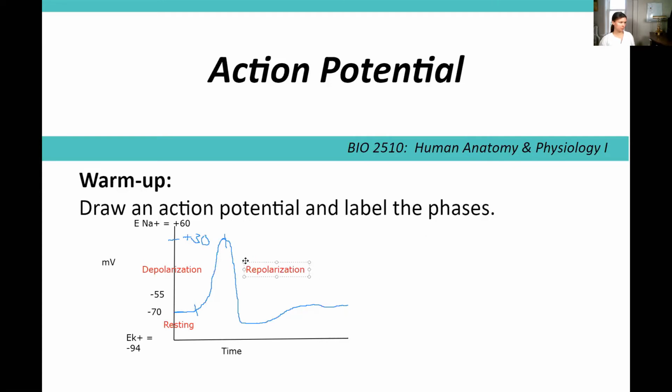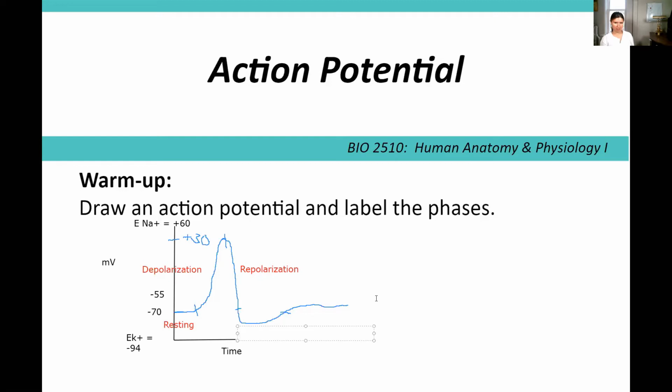Okay, so repolarization is swinging down. And then we can see that we have that little bit of overshoot, right? So we got all the way down to -70, but then there's a period of time where we're below that. So about here. Okay. This is a period of hyperpolarization, so we might just refer to it as hyperpolarization.